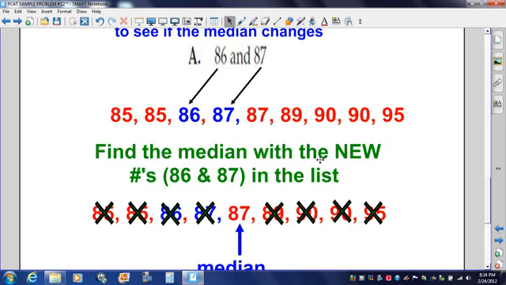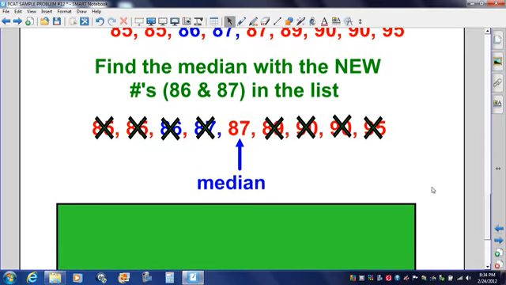Now, I'm going to find the median with the new numbers, 86 and 87. You can put your X's on top of them. I'll play a little bit of ping pong. Shout out to A squared in second period and my homeboys in period 6. When I play ping pong, notice that my median is 87.